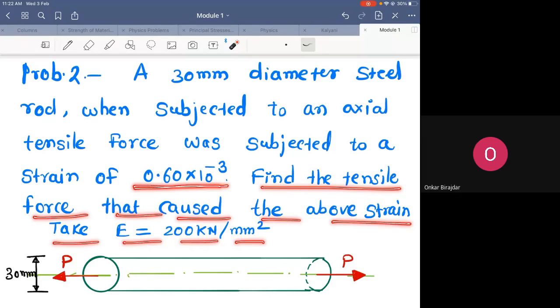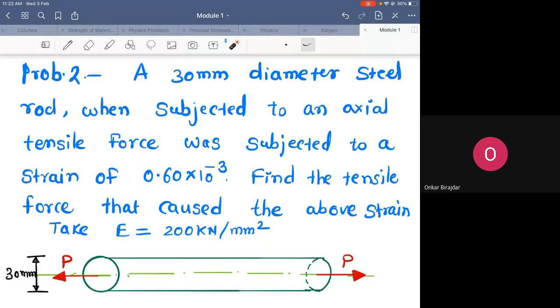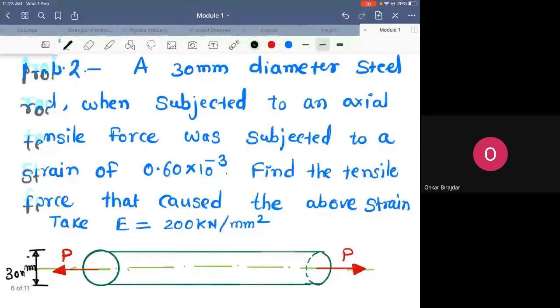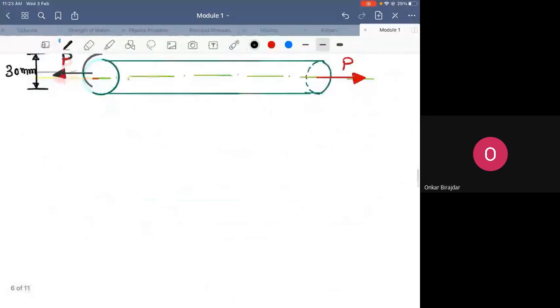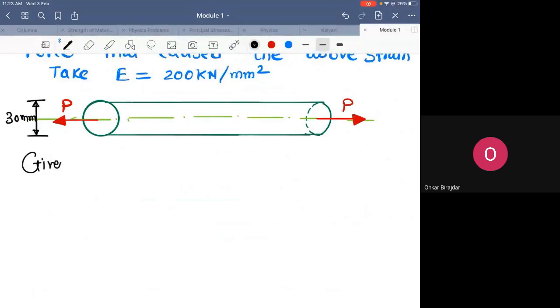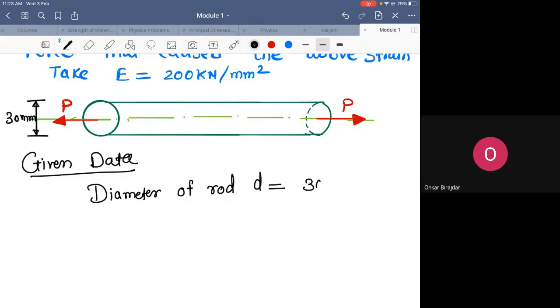Okay. Now, first of all, what we will do? We will write down the given things. Diameter of the rod is given as 30 mm. And then strain is given. And then value of Young's modulus. Three quantities are given. I'll mention those values here. Given data. Diameter of rod D is given as 30 mm.